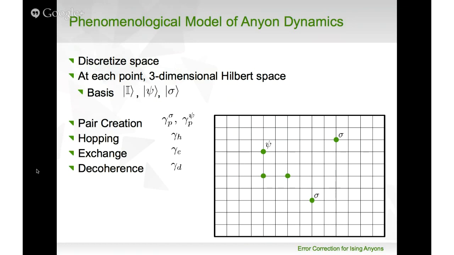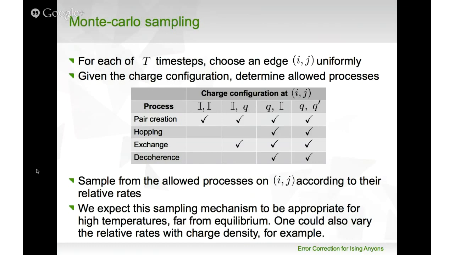We could look at their fusion product. We could decohere, right? So locally, we can decohere. So we associate rates to all of those processes, and then we do some sort of Monte Carlo sampling. So how do we do that? The way that we do our Monte Carlo sampling is we choose some number of time steps t.